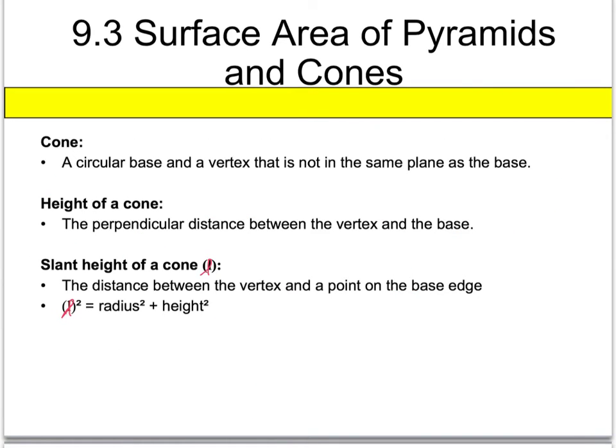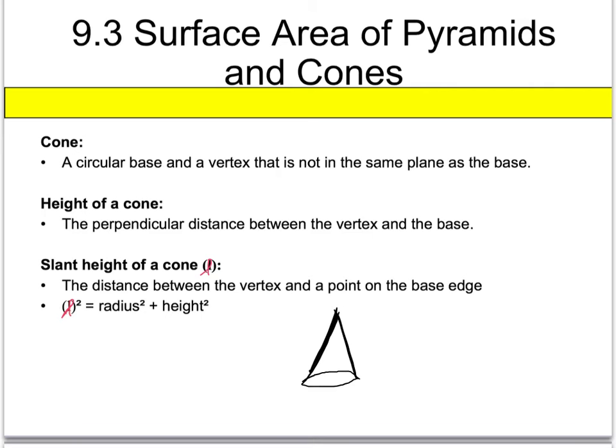Moving on to cones. A cone is going to be a circular base and a vertex that is not in the same plane as the base. If you look down here, this is a cone. It looks like one of those upside down icy cones that you have at the fair or at home if you know how to make them.